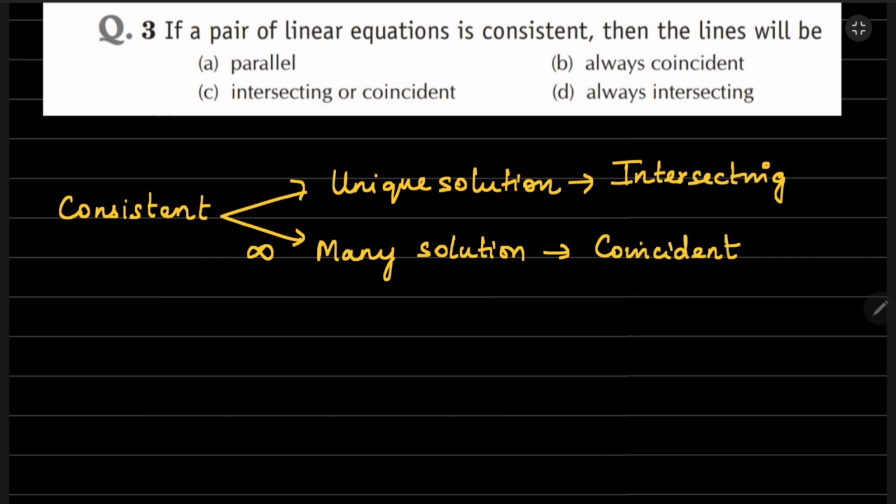Okay, so for a system to be consistent, it can either have coincident lines or intersecting lines. Either of these is possible, intersecting or coincident. So which is the option? It's option number C, intersecting or coincident.